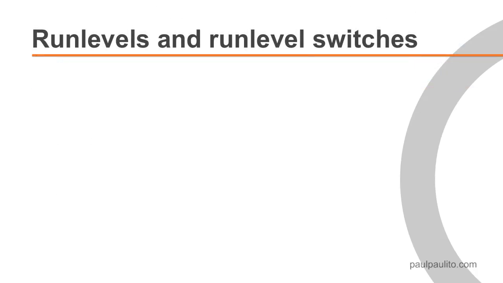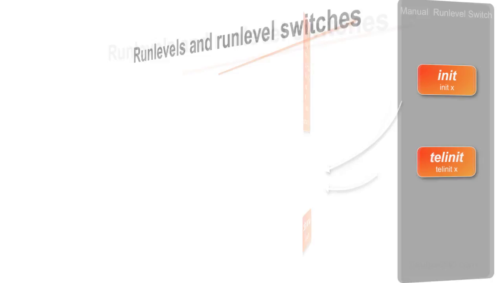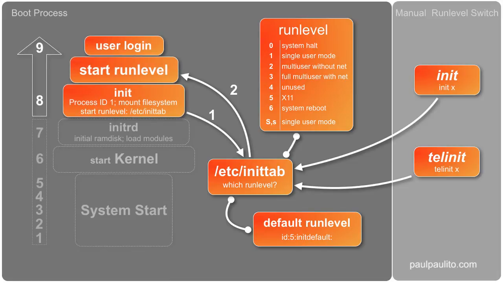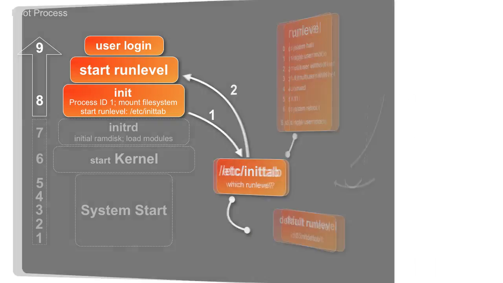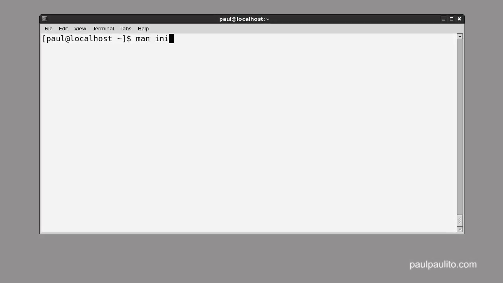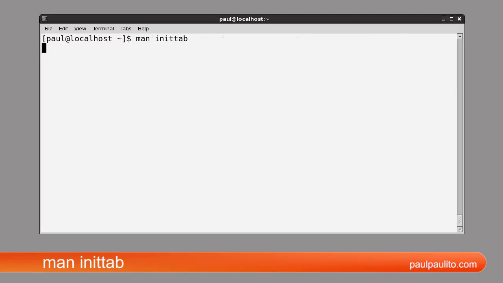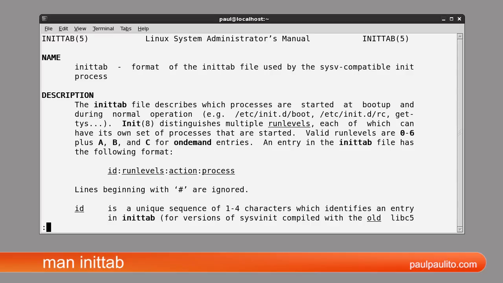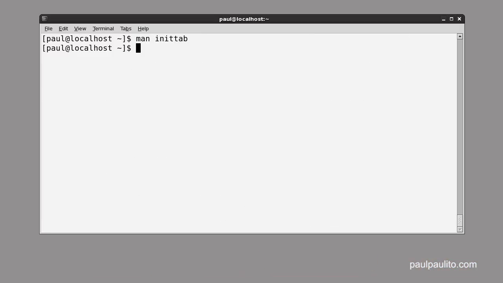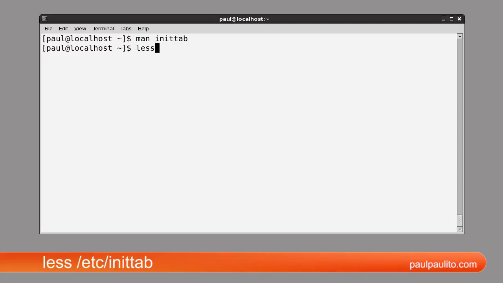Run levels and run level switches. Linux offers a variety of operating conditions, so-called run levels. In essence, the difference between the various run levels is which system services are made available and which are not. The file in which the current system run level is established is /etc/inittab. The exact syntax of how settings in the /etc/inittab file must be made can be found on the man page of inittab.